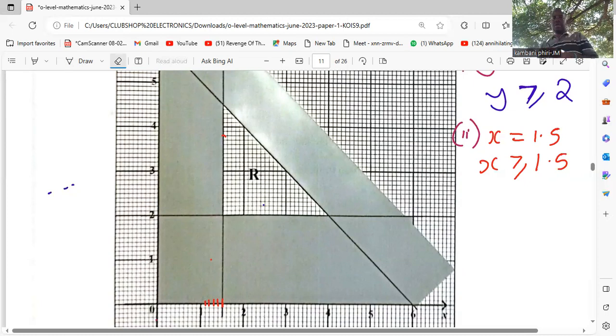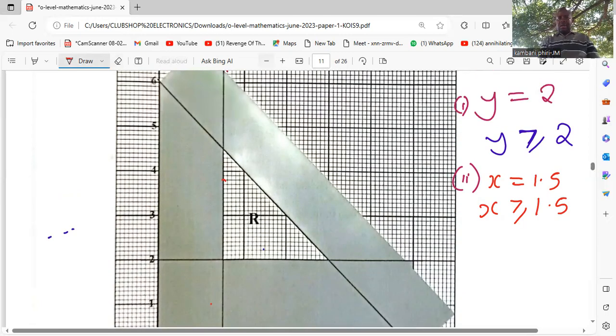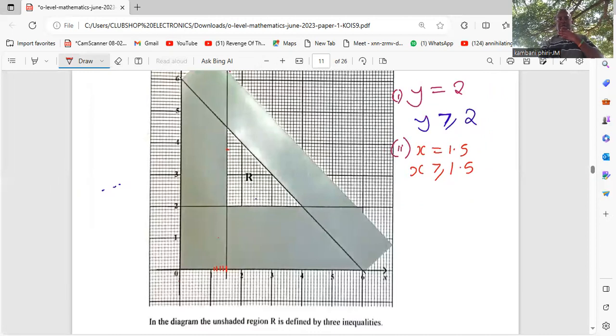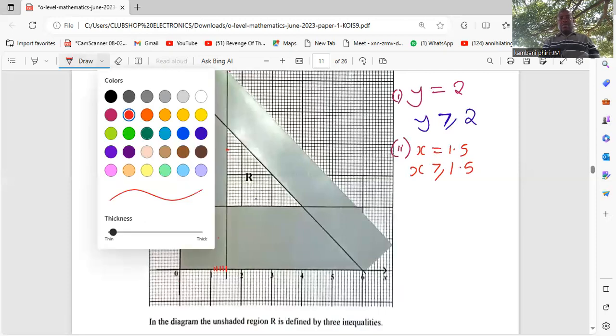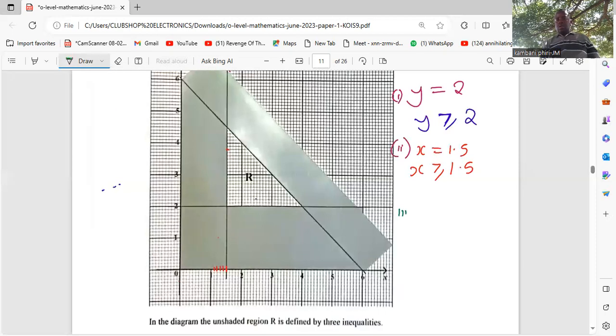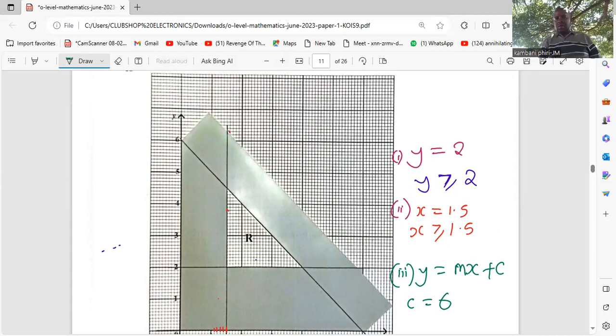Okay, so that's that. Then the third inequality. Third inequality is this one. So you can easily do this one by using y is equal to mx plus c, where c is the y-intercept. In this case, our c is 6. You can see that this line is passing through the y-axis at 6.